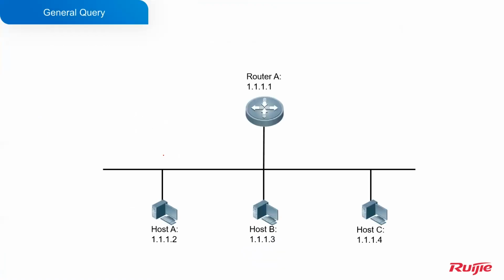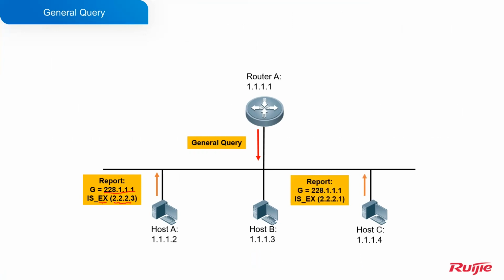And let's see a case. After seeing this case, I think it can help you have a deeper understanding of this. Now we have a router and three hosts. Firstly, the router will send a general query message to ask each host in the network which multicast packets you like. Then host A will send a report saying that I want the multicast group packets of 228.1.1.1. IS_EX means I can receive the multicast packets from any source except 222.3. Of course, IS_EX means exclude, right? And host C says that I want the multicast packets from the group 228.1.1.1, and the source could be any source except 2.2.2.1.